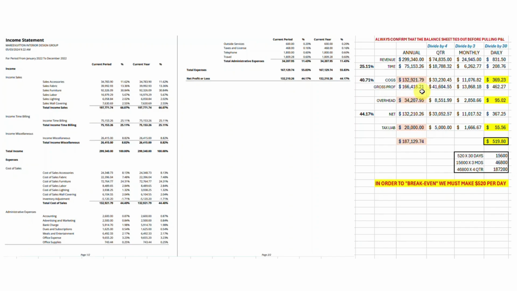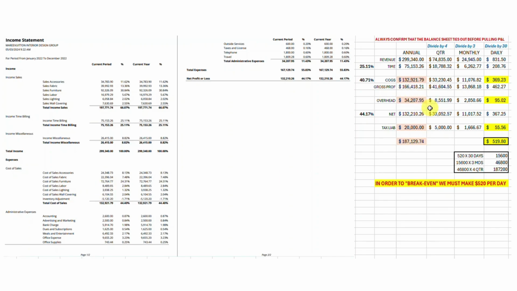Okay, cost of goods sold was $132,921. So it's about $133,000 that it took us to earn the 300,000, actually 197,771. Okay, that's what the cost of goods tells me about those sales. So in order to make the 197, it cost us 132. That's about a 40% gain. Okay? So the profit after that, the gross profit is 166, just over.